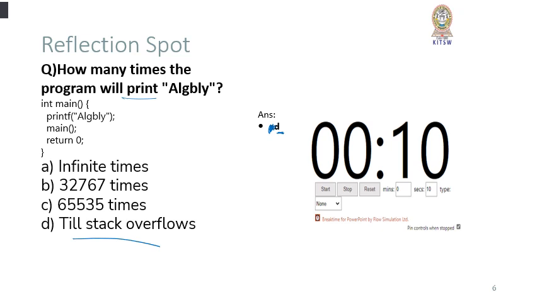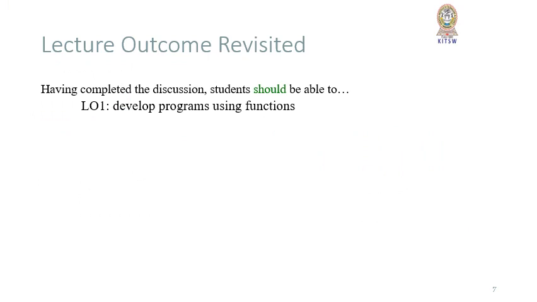Why is it so? Because in the main we are printing this, and again in the main we are calling. So a function is called within another function. This is a recursive function, and we have not used any loop here. That means the function will be repeated again and again. It will keep executing the print without any stop, until the memory is full or the stack overflows, because there is no restriction on the number of times. So the answer is D. If your answer is correct, go to the next slide. Otherwise, go through the video once again.